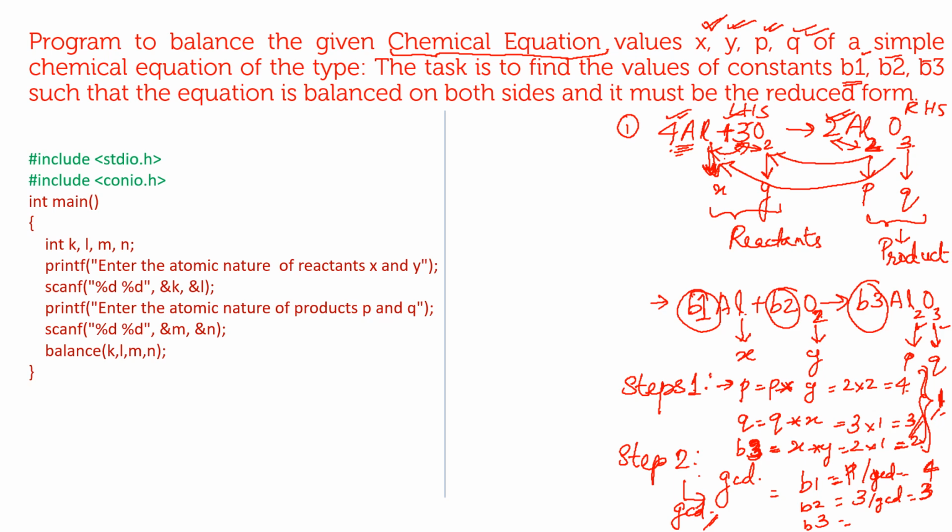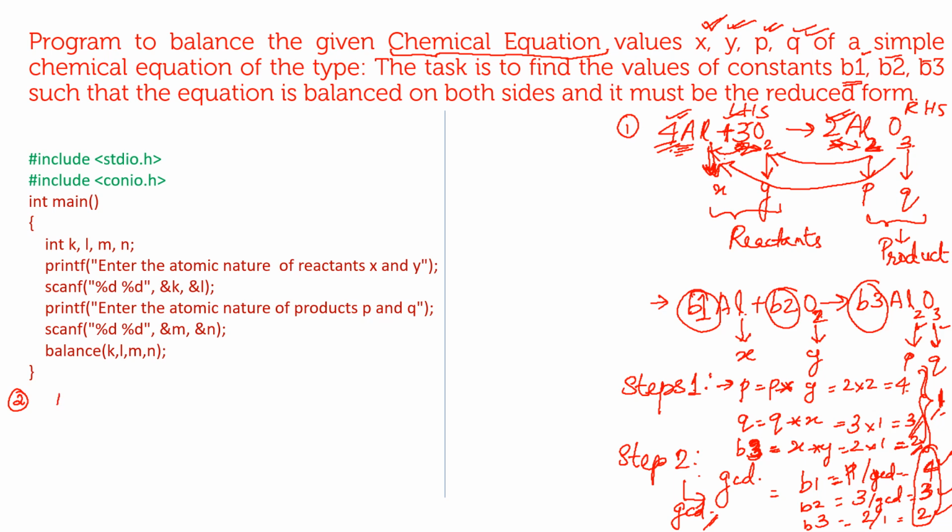Now B3, what is the value? Already you have calculated, it is equal to 2. 2 divided by GCD, which is 1, gives 2. Compare it and see whether you are getting 4, 3 and 2. Here you are getting B1 as 4, B2 as 3 and B3 as 2. So this is the procedure which you have to follow for any equation in this form: 2 reactants and 1 product term. Let me take the second equation. I'll do 2 or 3 equations and the remaining you can do as homework.